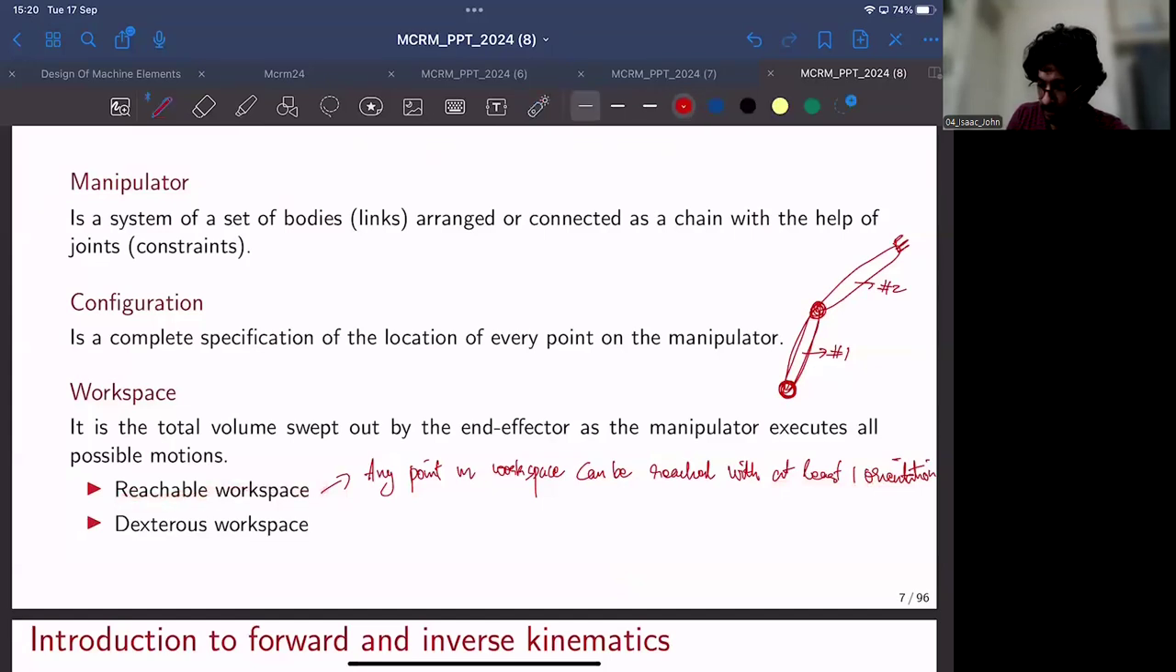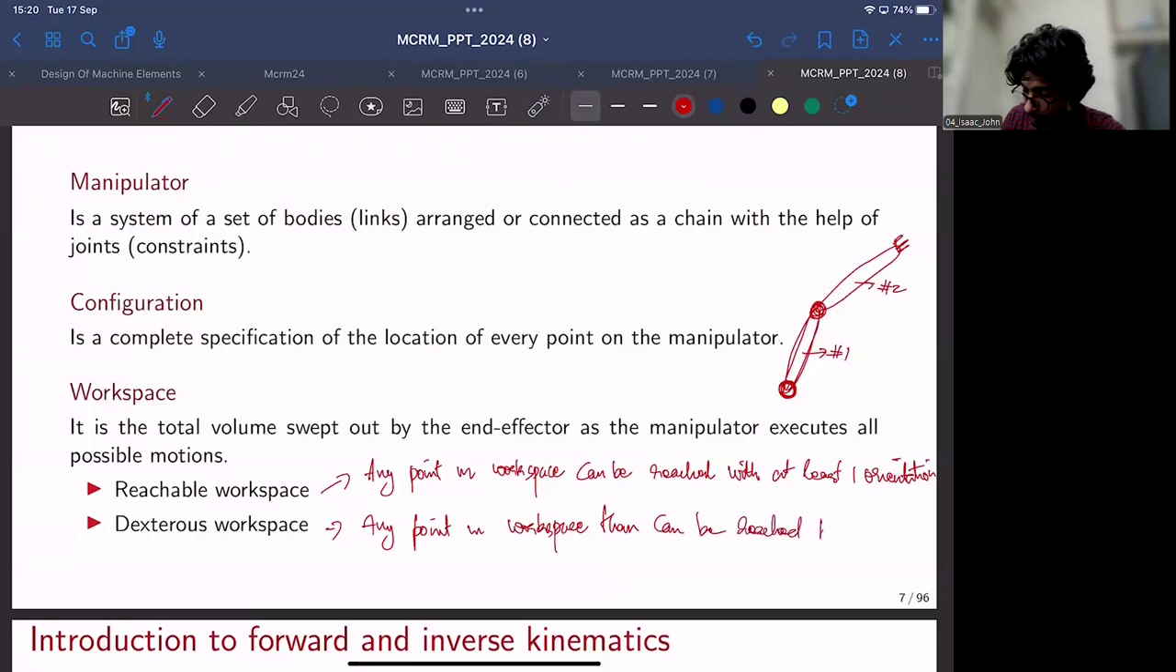And the dexterous workspace is the opposite of it. It consists of any point in the workspace that can be reached by all possible orientations.